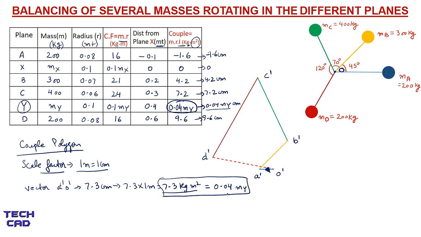So both must be equal. With the help of this equation, we can find out My. So this is the magnitude of the balancing mass at y plane.